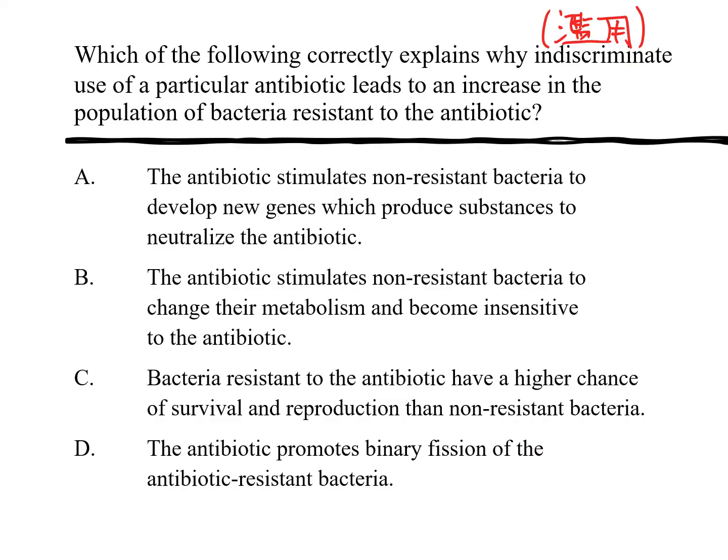The last question of this video. Can you explain why the indiscriminate use of antibiotics, 濫用抗生素, will lead to an increase in the population of bacteria resistant to an antibiotic? Okay, think about it in this way. The non-resistant bacteria are killed by the antibiotics. However, the resistant bacteria remain. They have a higher chance to survive and reproduce than the non-resistant bacteria. So therefore, the proportion of the resistant bacteria tends to increase after many generations. So the correct answer should be C.